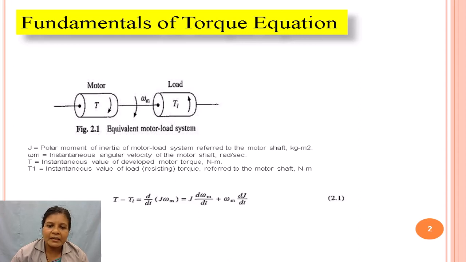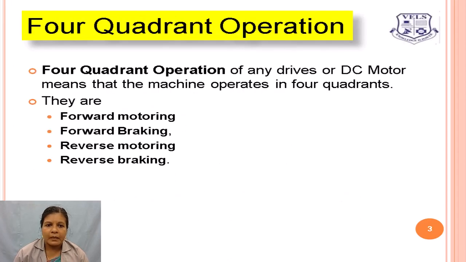This dynamic torque comes into account only when the drive is in transient operation, such as starting, stopping, acceleration or deceleration. The drive accelerates when the motor torque is able to produce the load torque plus the dynamic torque. The motor decelerates when the motor torque is less than the load torque. The direction of the motor torque and load torque are always opposite, as we can see in the diagram.